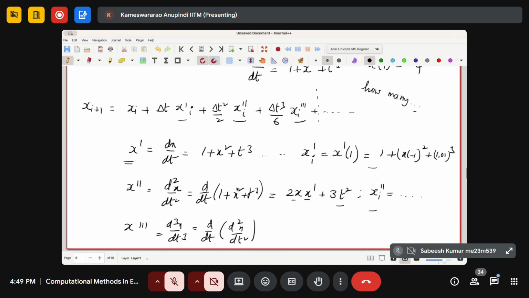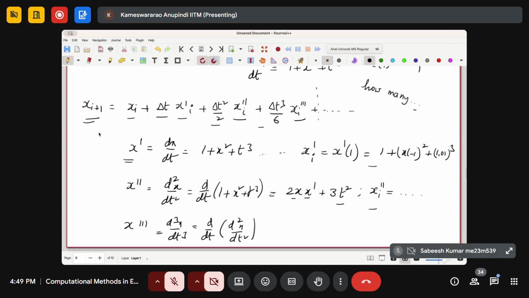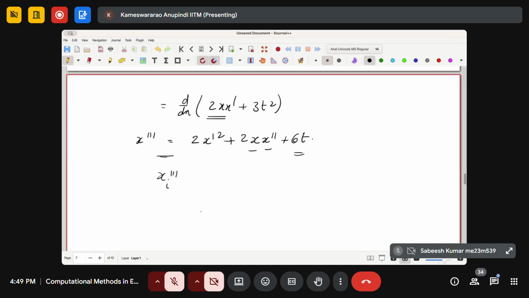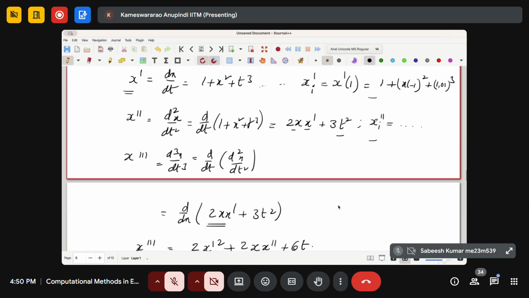Question? So once you have all these values, you can put the delta t value and then update what is x_{i+1}. Okay, so x_{i+1} you can calculate, that is x of 1.01 will be the sum of all these 4 terms that we would obtain. That would be x of 1.01.